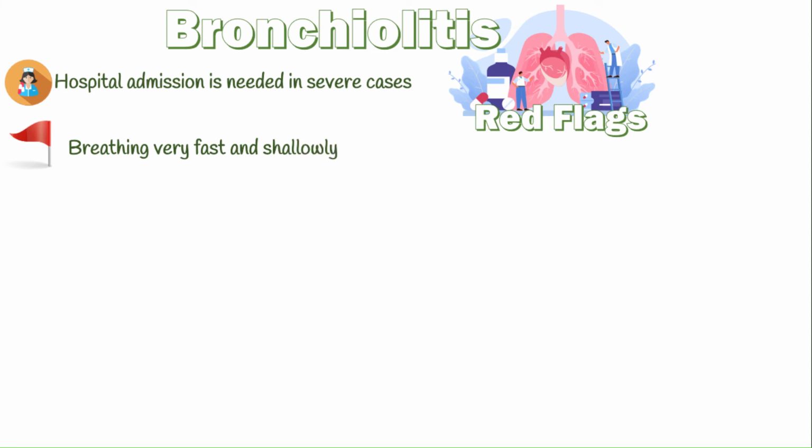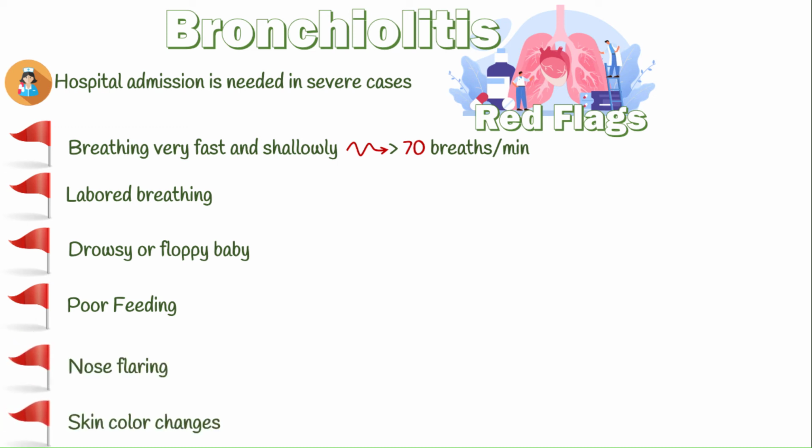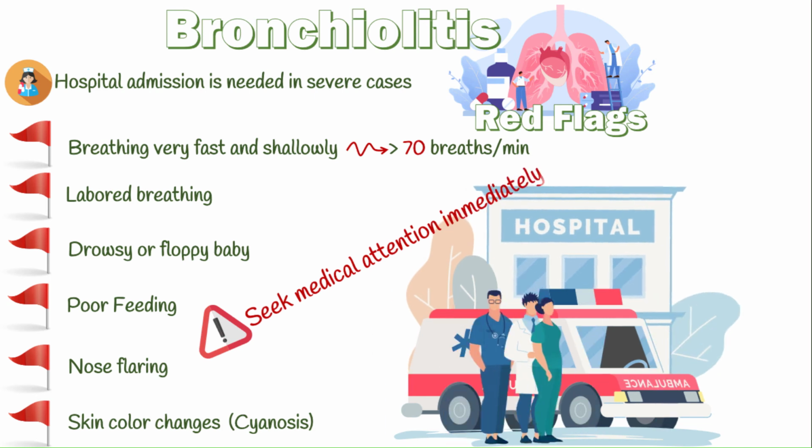Breathing very fast and shallowly, usually more than 70 breaths per minute. Labored breathing. In this case, the chest sinks in below the neck or under the ribs while the child inhales. Drowsy or floppy appearance. Poor feeding. That's because the child breathes too fast to eat or drink. Nose flaring, and skin color changes, in which lips and fingernails turn blue, so-called cyanosis. This is as a result of low oxygen levels in the blood. If your child has any of these signs and symptoms, seek medical attention immediately.